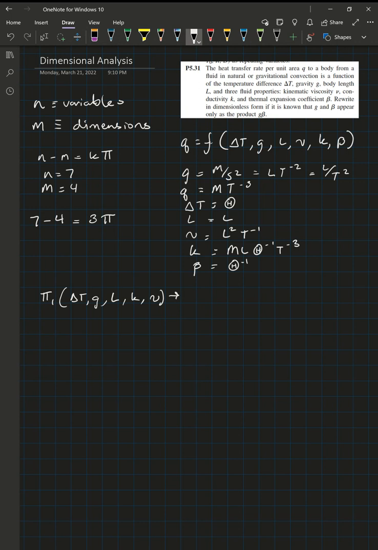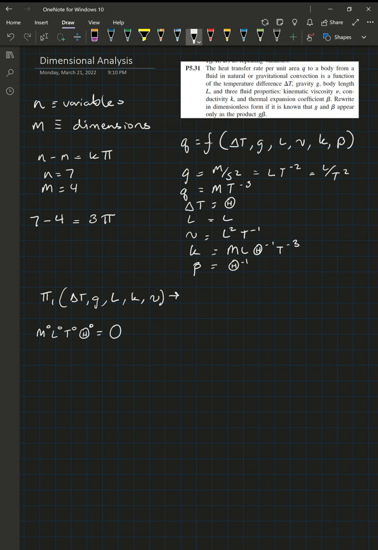So the process goes like this, where we basically represent our pi group as M, which is mass to the power of 0, L to the power of 0, T to the power of 0, and then temperature to the power of 0, is equal to these variables here that we want to represent in their dimensions. I'm going to move this down here so I have some room. So basically delta T, we already determined, is theta.